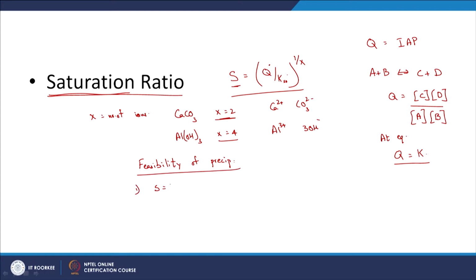When S is equal to 1, what does that mean? It is at equilibrium. When is S equal to 1? When Q equals KSO, so that is when it is at equilibrium. For example, for this particular case, CaCO3 solid in equilibrium with Ca2+ and CO3 2-, when is the system at equilibrium? When the solution is saturated.